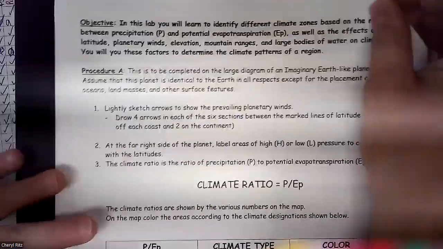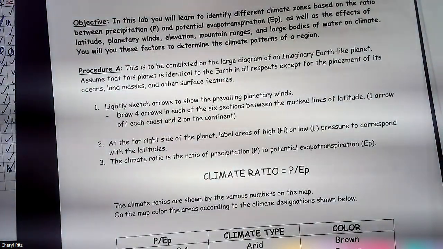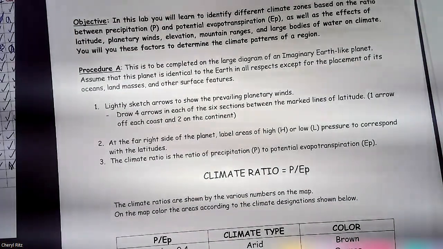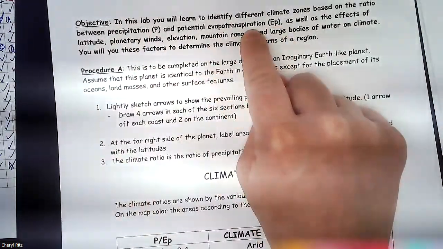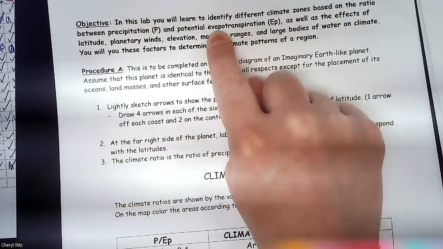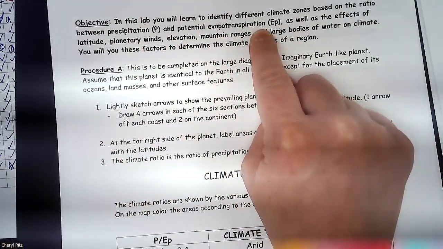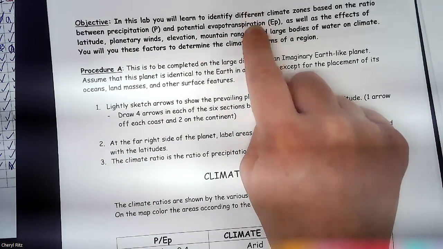Then you're going to turn to page 4 where it says the objective. So in this lab, you'll learn to identify different climate zones based on the ratio between precipitation and potential evaporation, which is called the EP. So the ratio between the precipitation and evapotranspiration. Can you figure out what evapotranspiration is? Evaporation and transpiration. Remember plant sweat? So that's that combined.